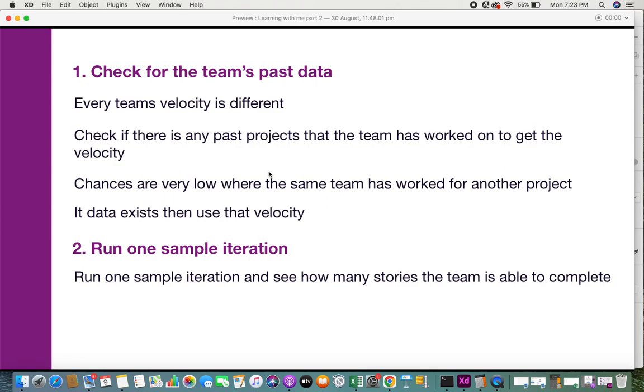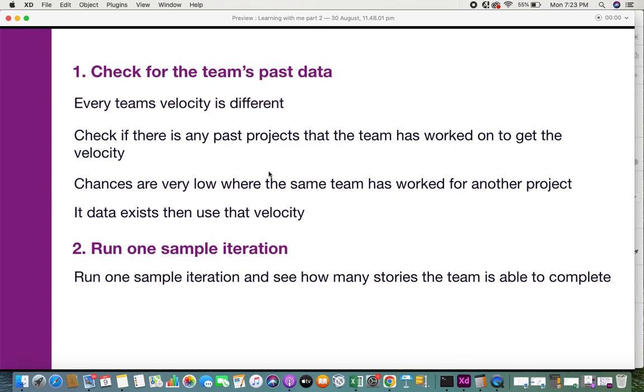Sometimes even if there's a similar project, with the same tech stack, the same architecture, the same ideas, that could be another possible source of historic data that you can use to define your team's initial velocity. But this is the context of checking past data in order to define your team's velocity.